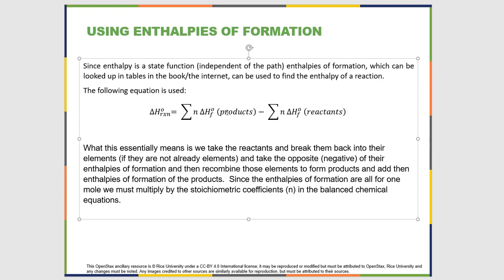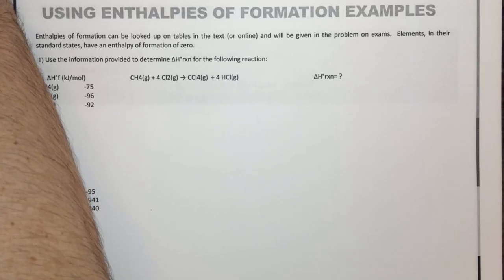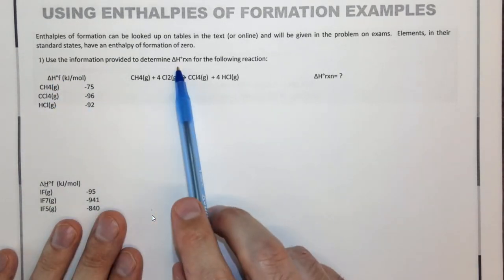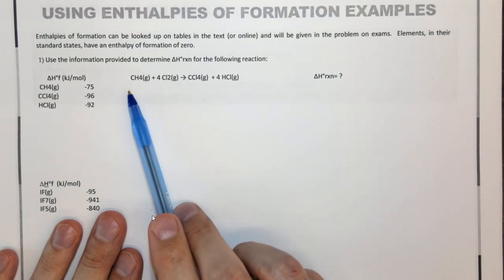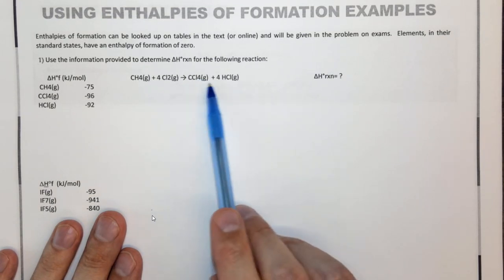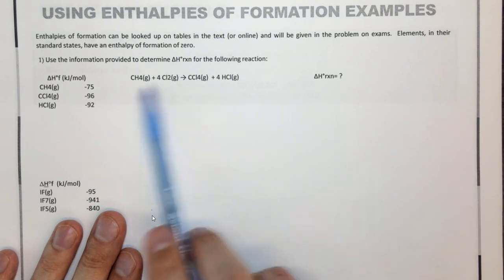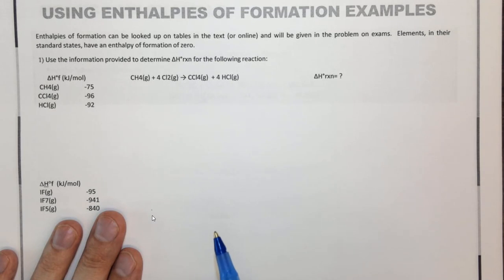Now let's take a look at how this can actually work. Well, let's look at this reaction. It says, use the information provided to determine the enthalpy of reaction for this reaction below. We have CH4 plus 4Cl2 yields CCl4 plus 4HCl. And I apologize, I pasted these in from another source and the subscripts didn't come in. So we want to find the enthalpy of the reaction.